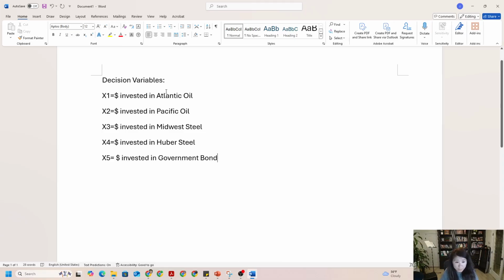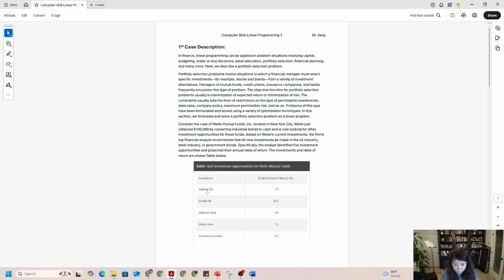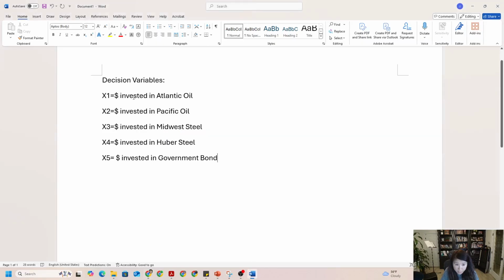Okay, so those are my decision variables as you go back to look at the case. Those are the 5 opportunities we have here. I didn't directly call Atlantic oil because the question here is how we want to allocate the money to invest in each one of them. Therefore, the decision variable here is the dollar value invested in each one of the opportunities.